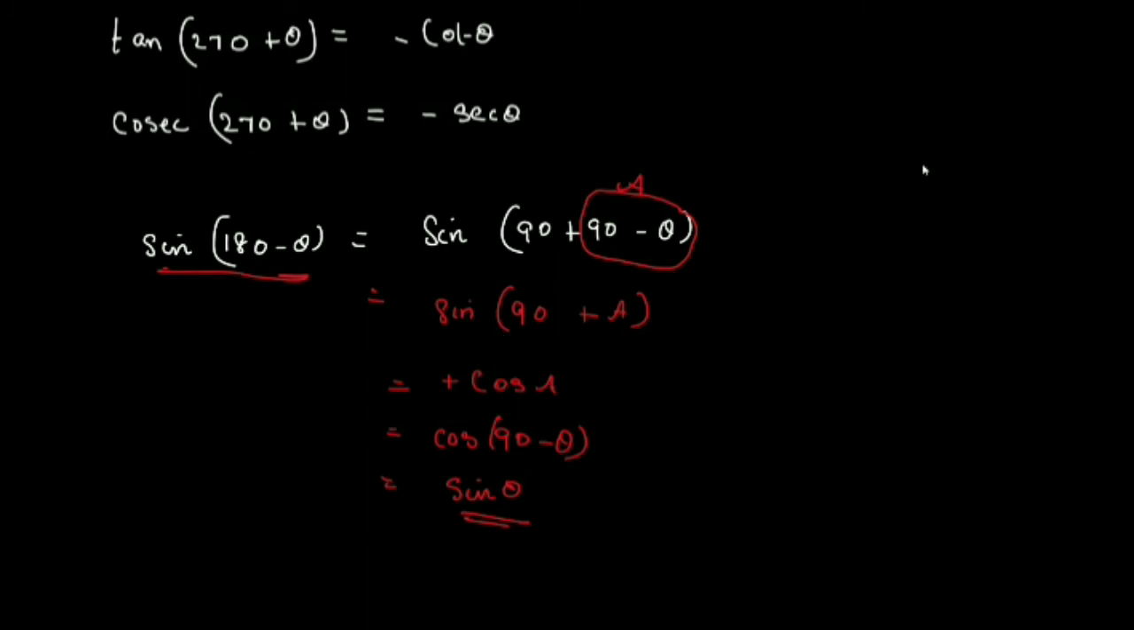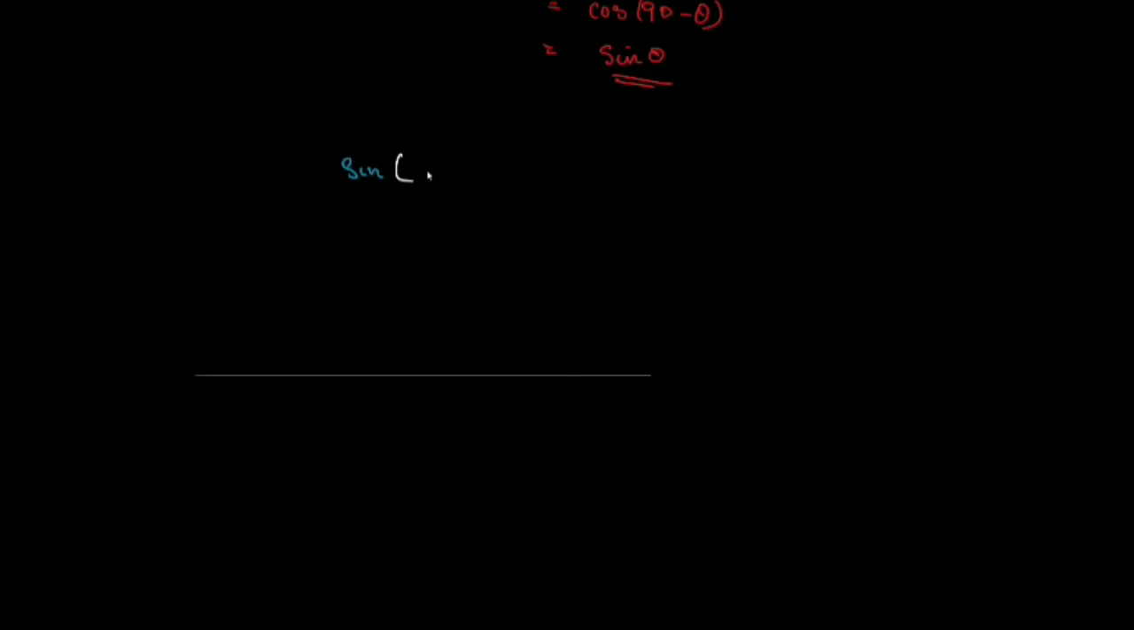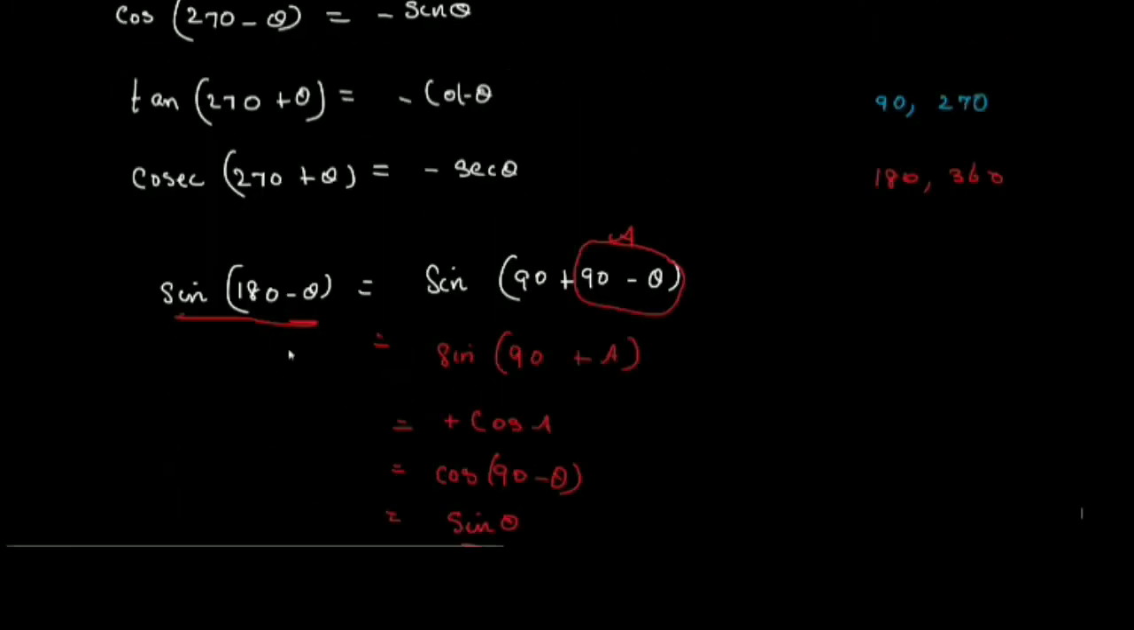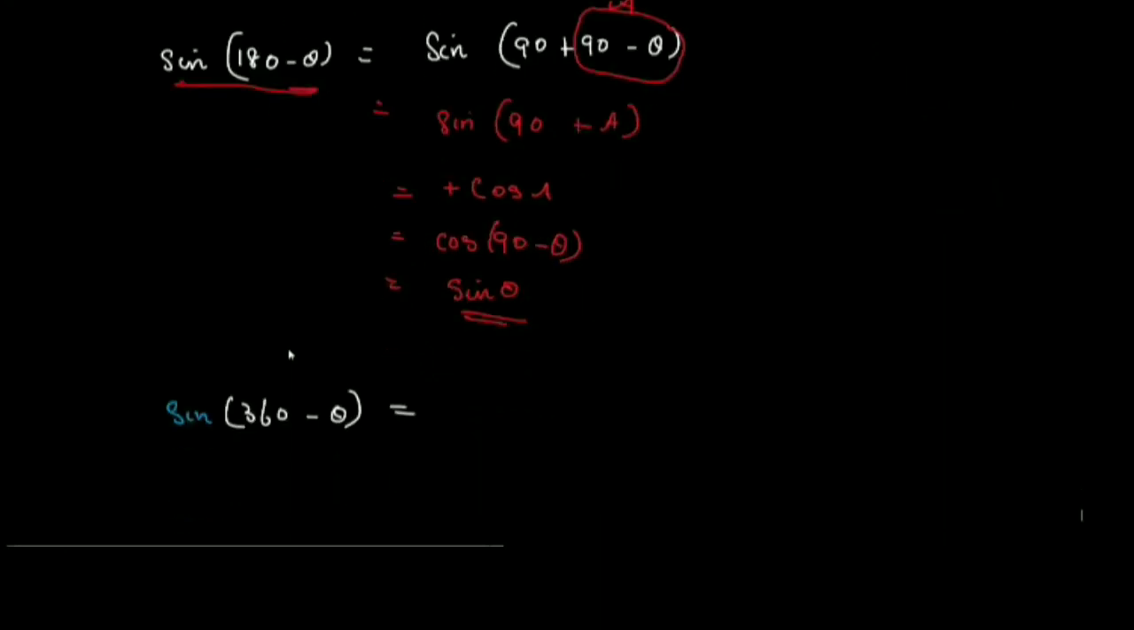So remember that when you write in terms of 180 or 360, don't change the ratio to the complementary ratio. When will you change to complementary ratio? When you write in terms of 90 and 270, you have to change. I'll give an example. Suppose it is sine 360 minus theta. So what did I tell you? When you write in terms of 180 and 360, don't change. Don't change it to cos. Write it as sine theta itself.